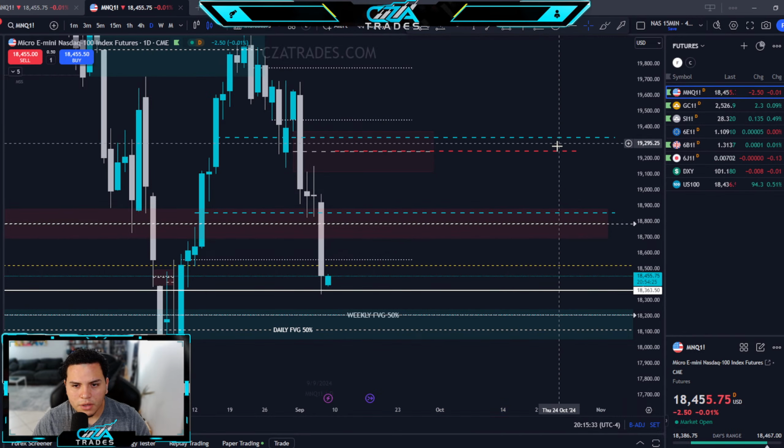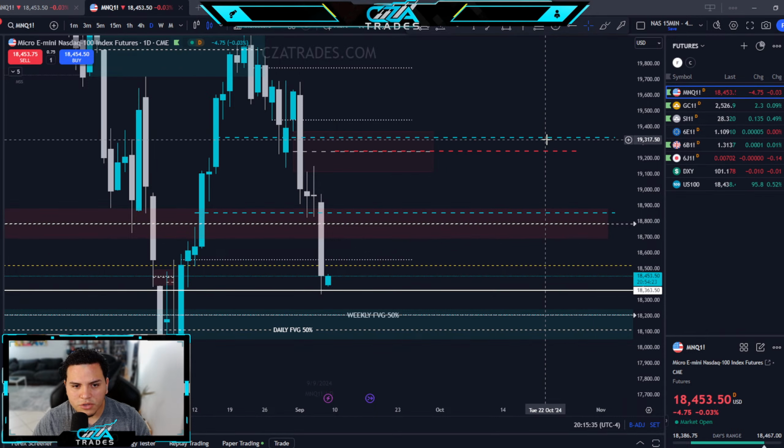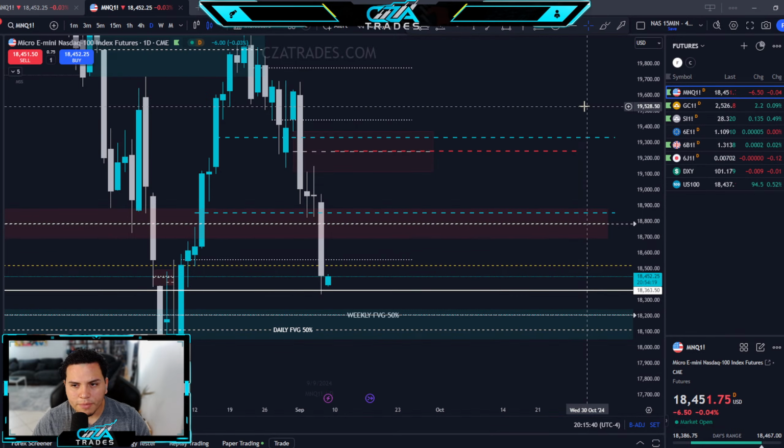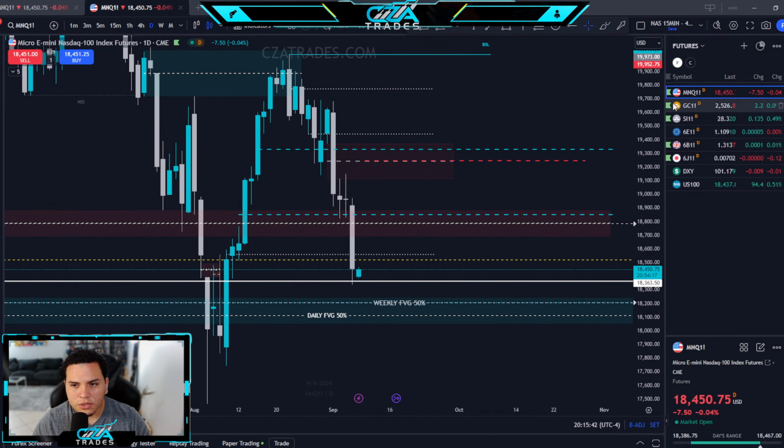Color that red. We're going to focus on that. We also have another fair value gap over here, which is the bullish one, and 19,331. Let's move on to gold.